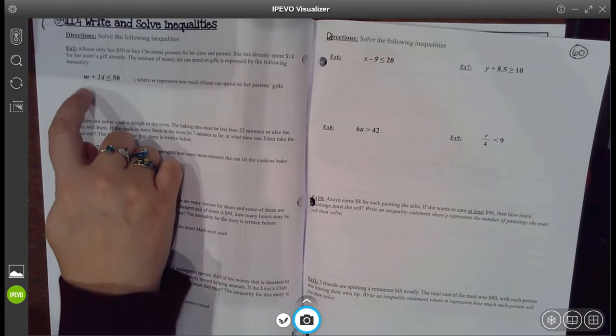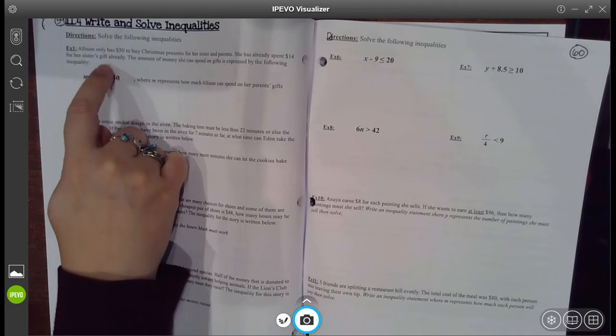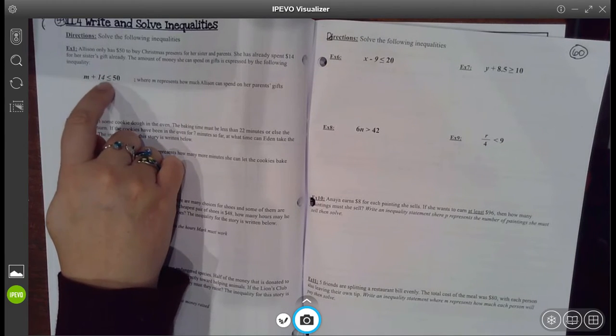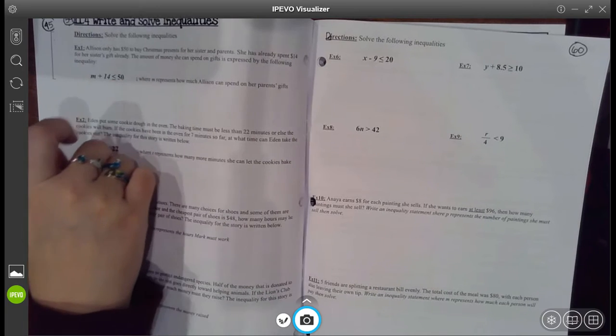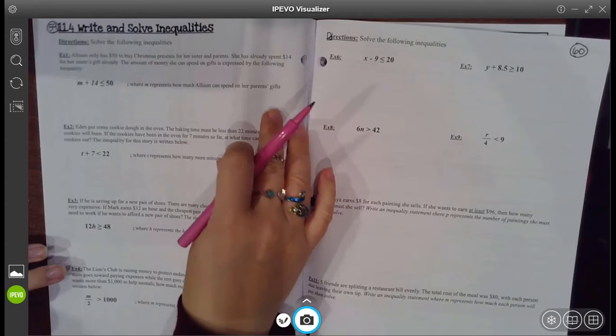No. So you always do it in reference to your variable right here. So you don't want the greater than sign to be facing your variable because you can't spend more than what you have, but you can spend less than it or you can spend exactly equal to 50. And that's how we set up that inequality.